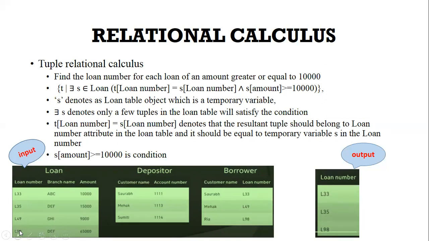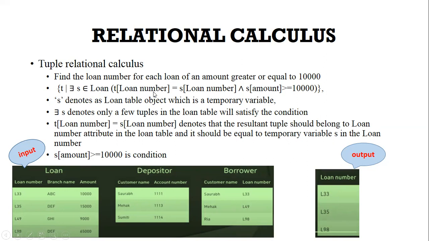So where the amount is greater than or equal to 10,000. The loan numbers where the amount is greater than or equal to 10,000 are L33, L35, L98. That will be displayed. So that is what is mentioned here. In this, T is the resultant tuple. Inside this resultant T, we are going to evaluate this condition.